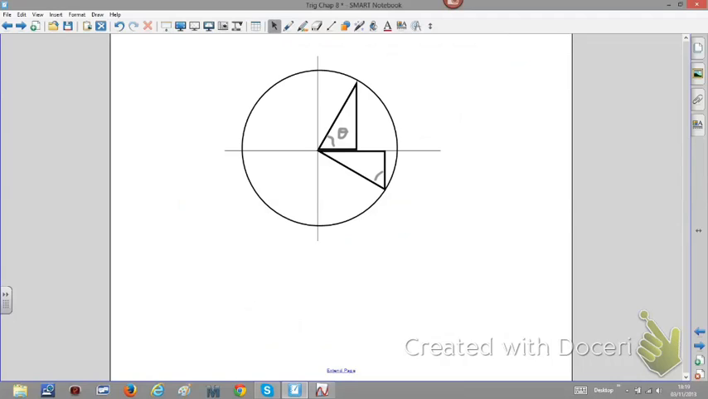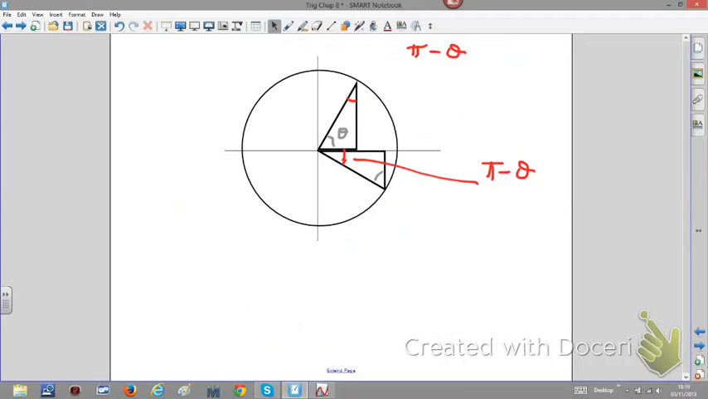The other angle at the other end would be pi minus theta. So this one here is pi minus theta, because it's a right-angled triangle.